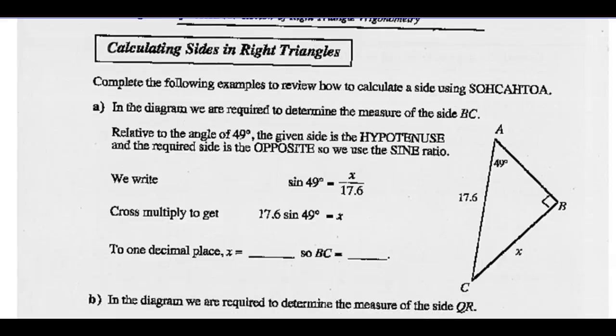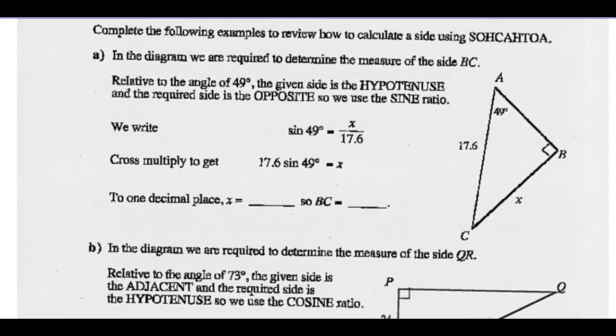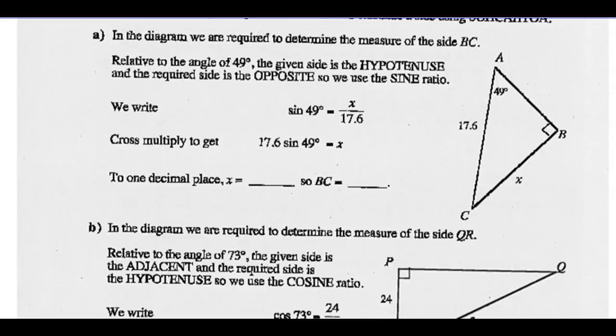Calculating sides in a right triangle. Complete the following examples to review how to calculate a side using primary trig ratios, sine, cosine, and tangent. The diagram we require to determine the measure of side BC, we could call that side little x as a variable. If I want to label it using triangle labeling, that would be little side A. So from 49 degrees, which is the measure we're given, we're looking for the side opposite, and we're given the hypotenuse. That's why we're going to use the sine ratio. So sine of 49 is opposite over hypotenuse.